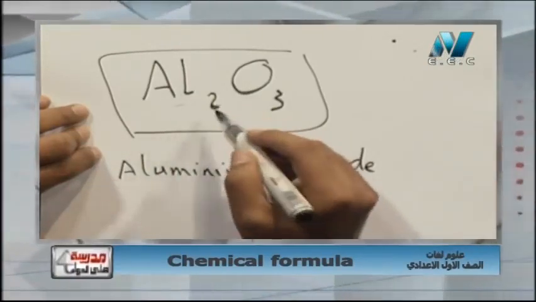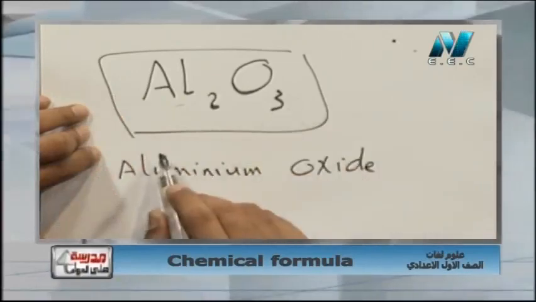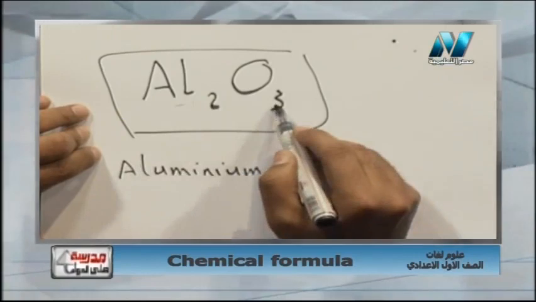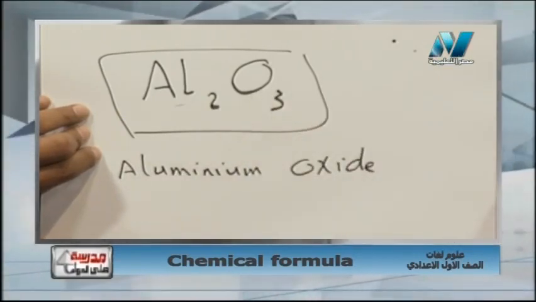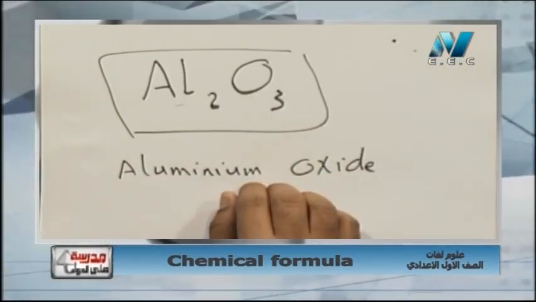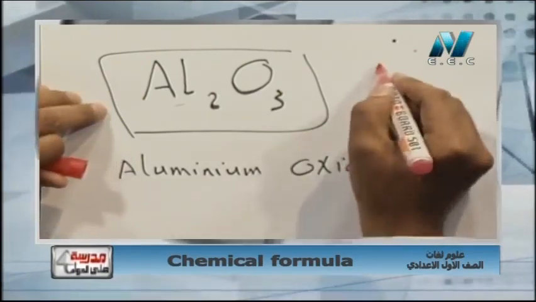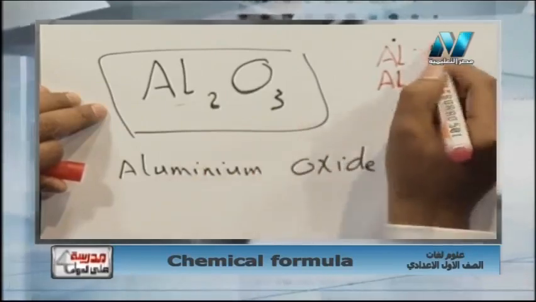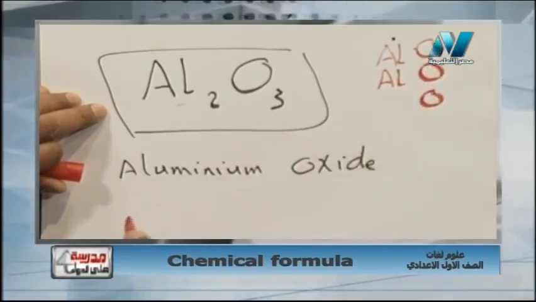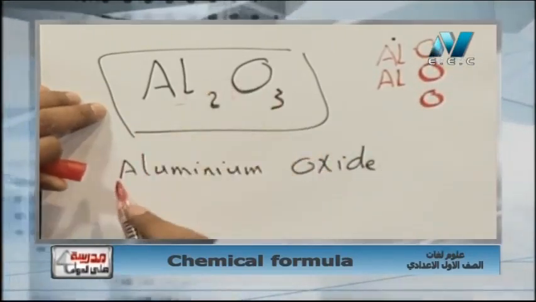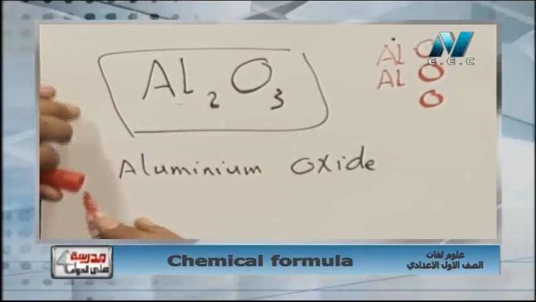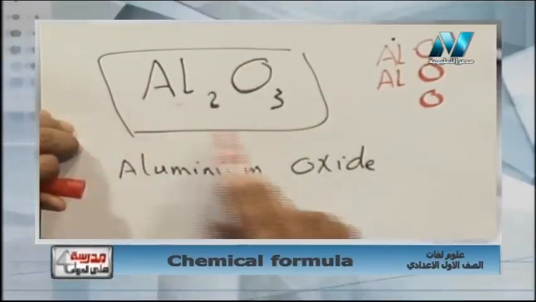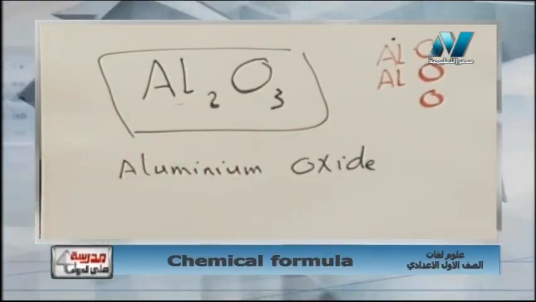And number. This is one molecule. Contains two aluminium atoms and three oxygen atoms. Two aluminium atoms and the three oxygen atoms. So I can say that it is Al2O3. This is a chemical formula. It is a formula that represents the number and type of atoms in a molecule. Okay.